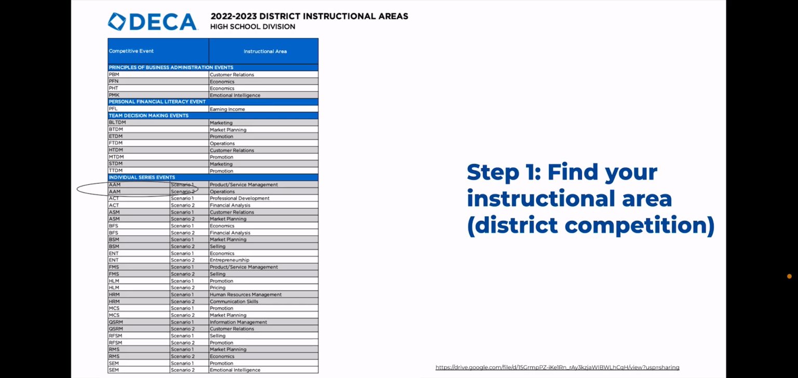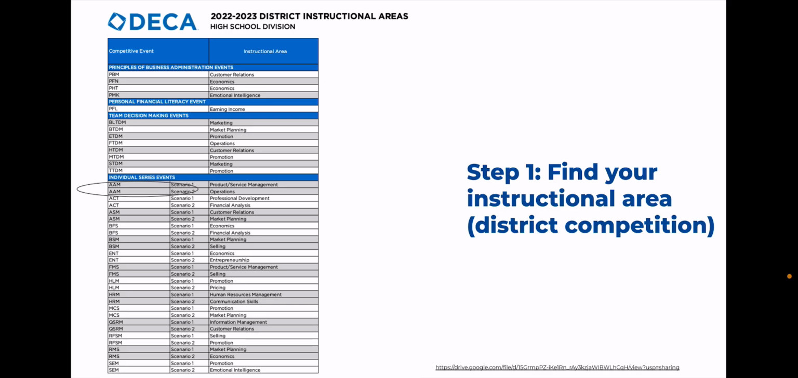What you're going to do is find your event on the left-hand side, whether it's a principals event, a team decision-making event, or even an individual series, and then find the corresponding instructional area for it. You will be only doing one role play at the district level, and notice how for individual series it does give two. I would just study both because you don't know which one you're going to get.